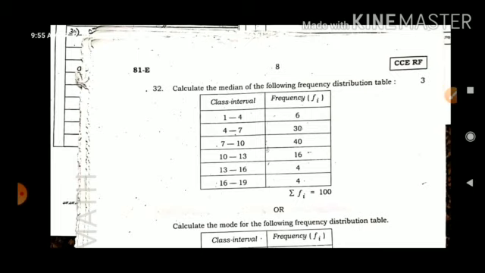So now let us go to the next question. See, observe, it is related to statistics.